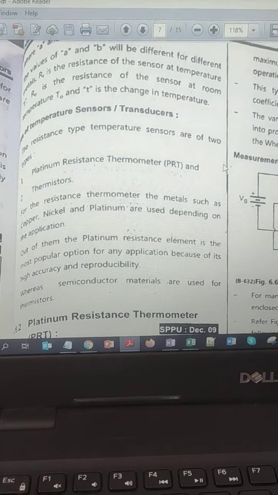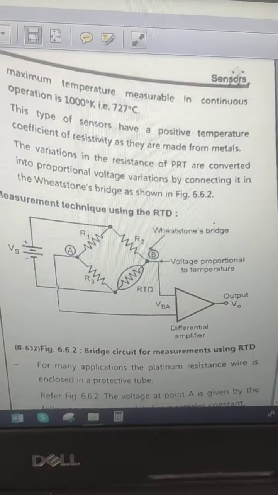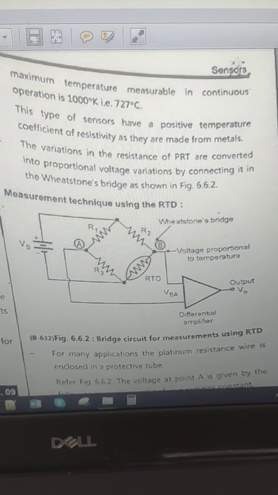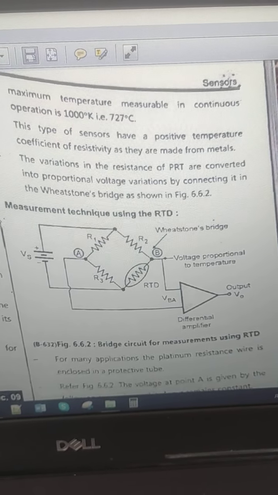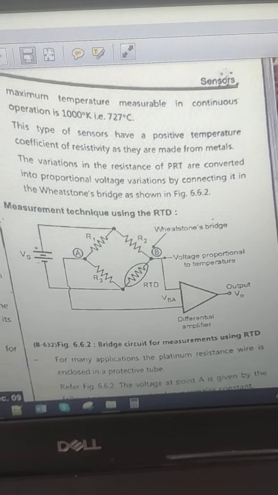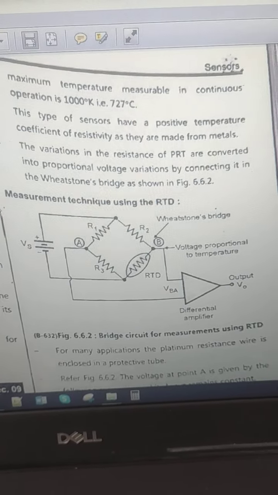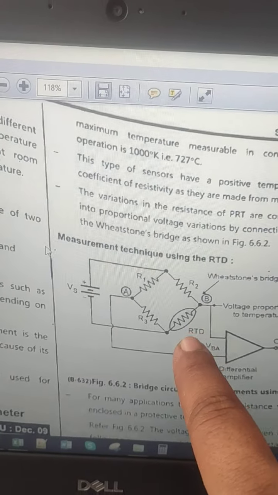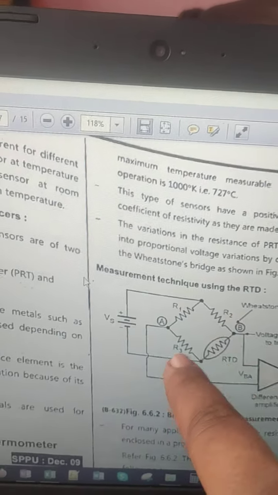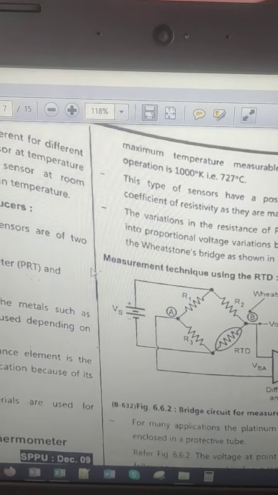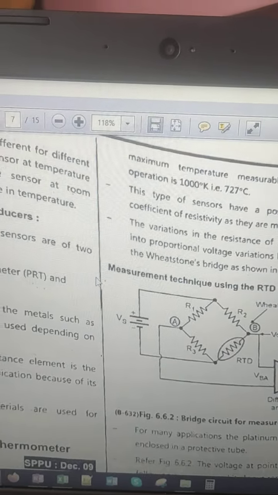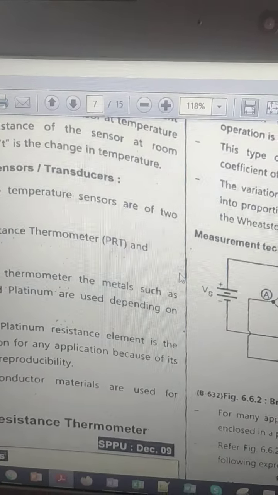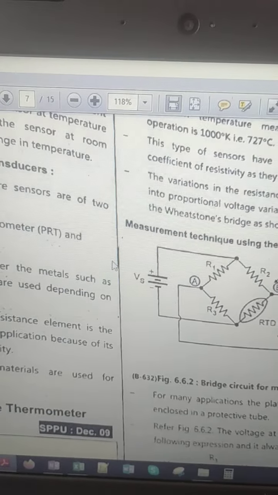Now, when we have to measure temperature using an RTD, we use a Wheatstone's bridge type of circuit. The PRT circuit is converted to a proportional voltage variation by connecting it in a Wheatstone's bridge. Here we are applying Vs. These are the four resistances, and one of them is the RTD. The remaining are fixed resistors. The bridge is connected to a differential amplifier. For many applications, the platinum resistance wire is enclosed in a protective tube.